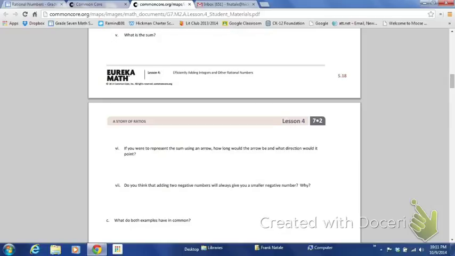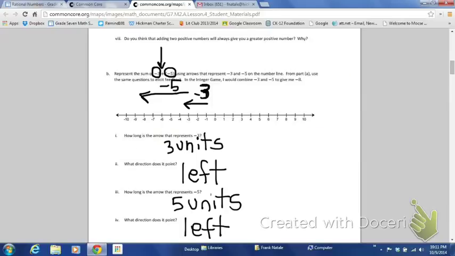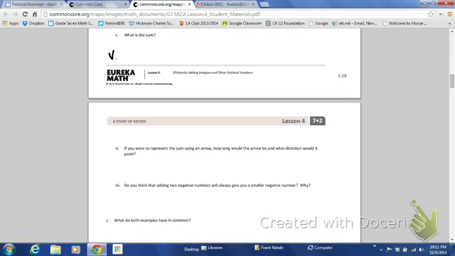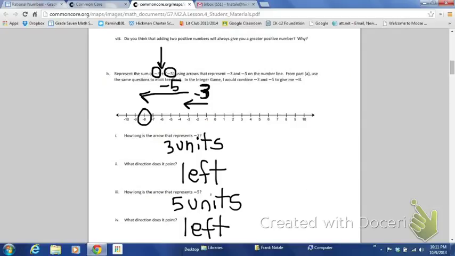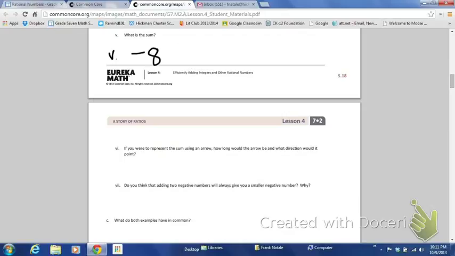And let's see if I missed one here. It looks like I missed number 5, and I put the number 5 in there. That number 5 asks us, what is the sum? And of course, now if we look, our sum is -8. That is where we end up when we find the sum of -3 and -5, two negative numbers.